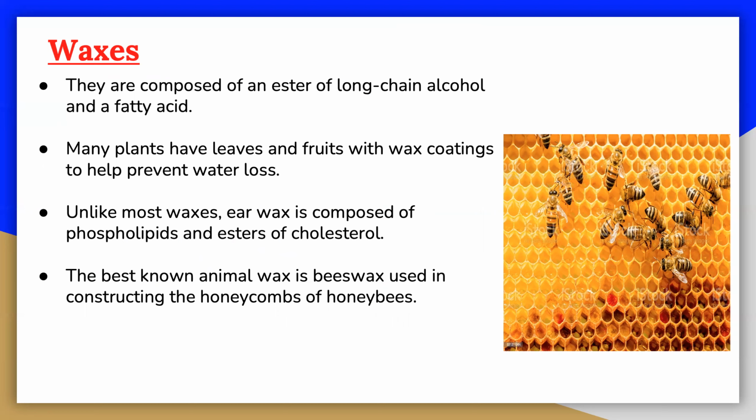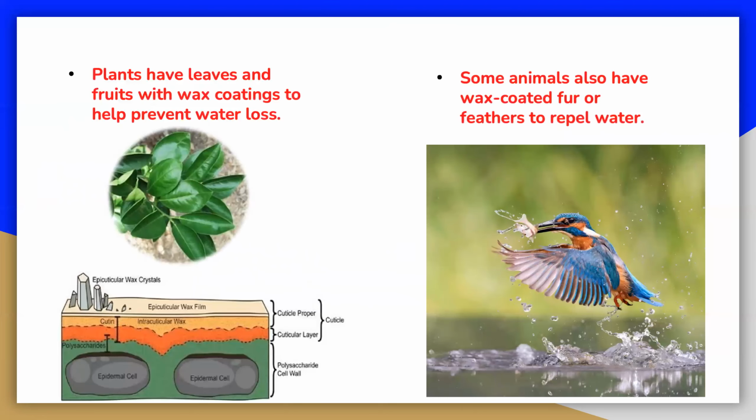This makes them water resistant, which prevents water from sticking on feather and fur surfaces. Wax covers the feathers of some aquatic birds and the leaf surfaces of some plants. Because of the hydrophobic nature of waxes, they prevent water from sticking on the surface. Waxes are found in nature as coatings on leaves and stems. The wax prevents the plant from losing excessive amounts of water, preventing leaves from drying up. The best known animal wax is beeswax, used in constructing the honeycombs of honeybees.